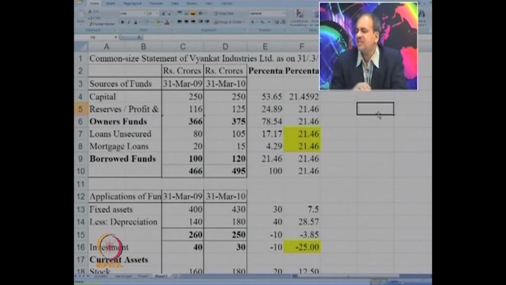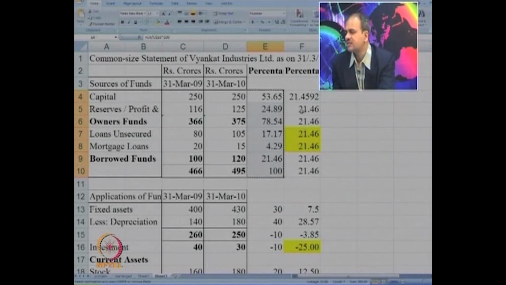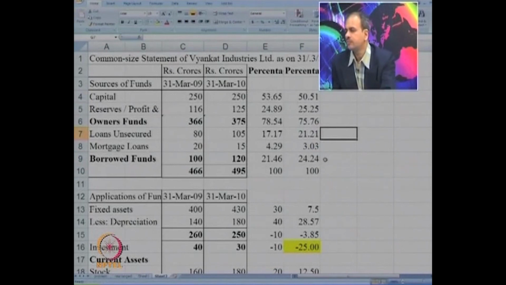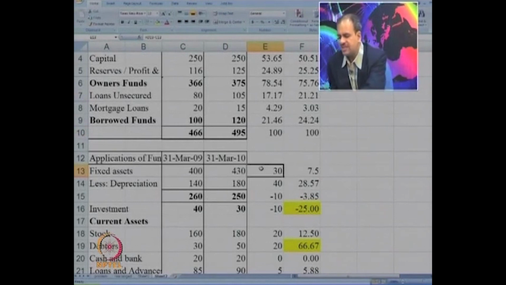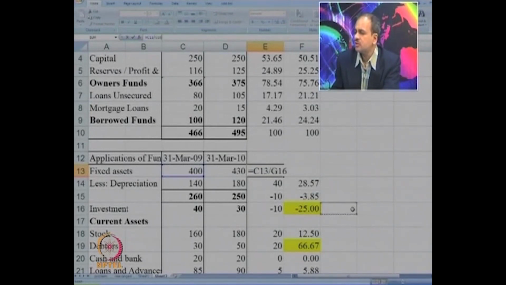So, 53% of the total funds is contributed by capital, 78% is the owner's fund. These types of interpretations are possible. First, let us do it for both the years. We will also try to do it for the assets. In case of assets, we are going to compare it with the total of sources of funds.